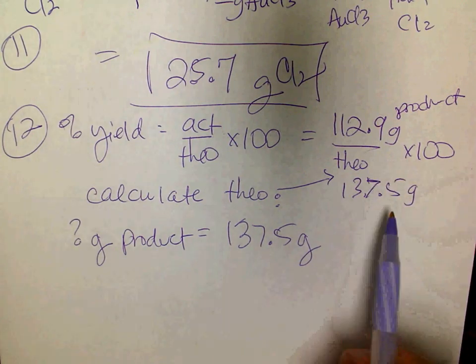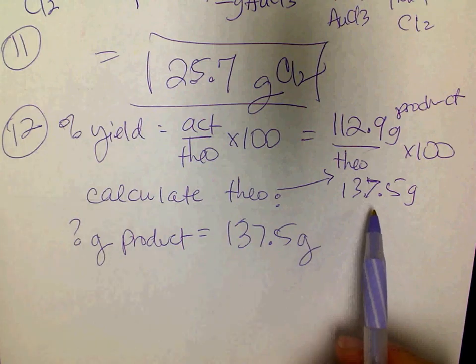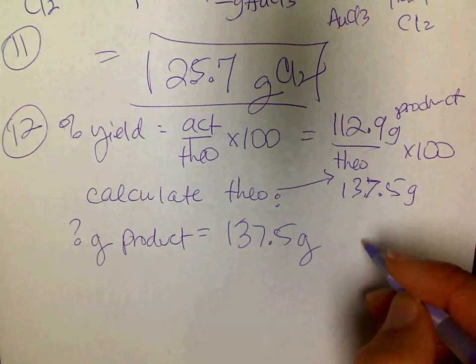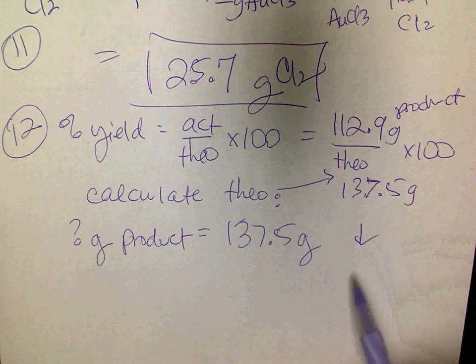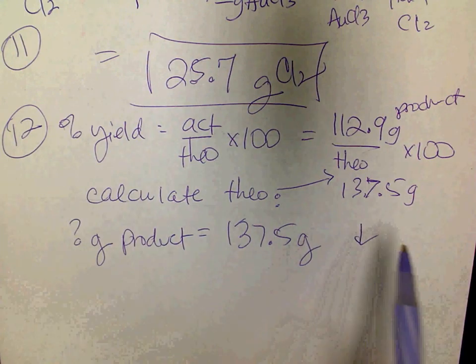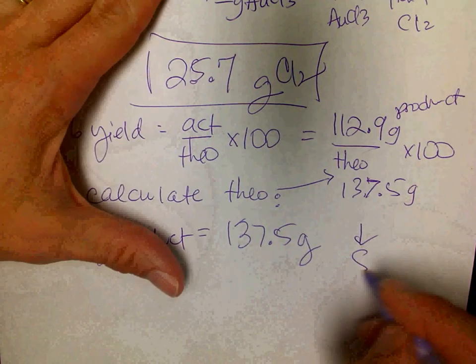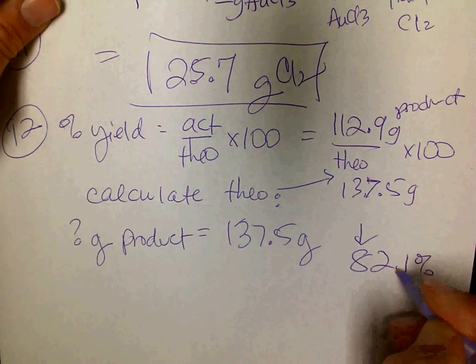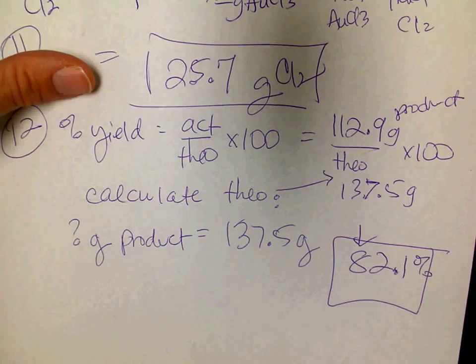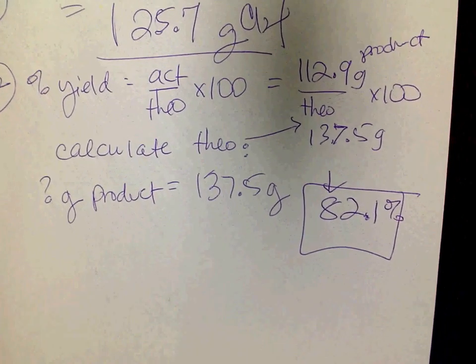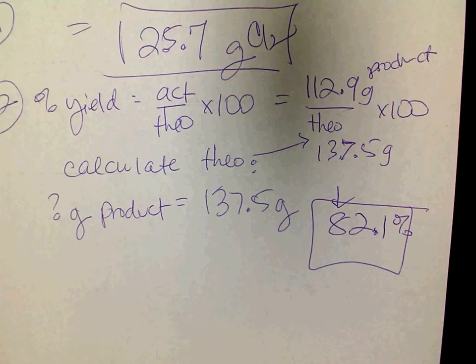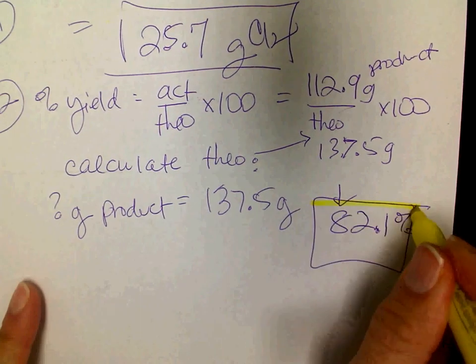Guess what, guys? I was ready to calculate my theoretical calculation, but you know what? I didn't have to, did I? They just gave it to me. This one's easier than I expected. 112.9 divided by 137.5 gives me, must be 82.1, because that's what the answer key says. Of course, I can't rely on that. If anyone can verify that, I'll be happy. Thanks.